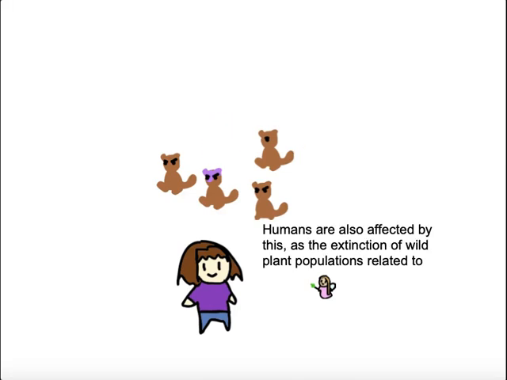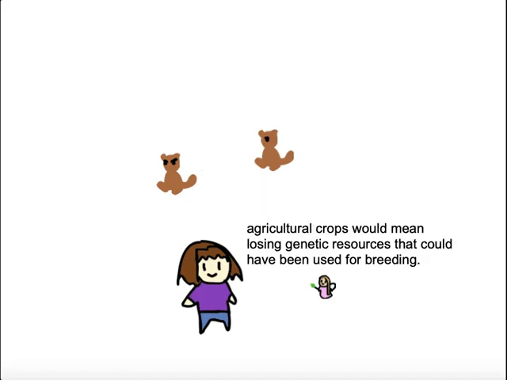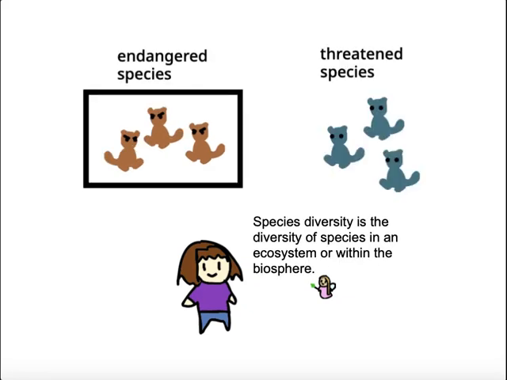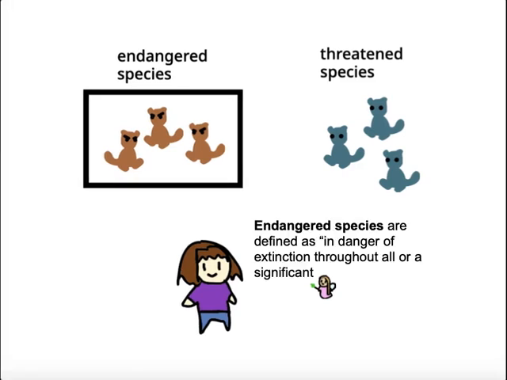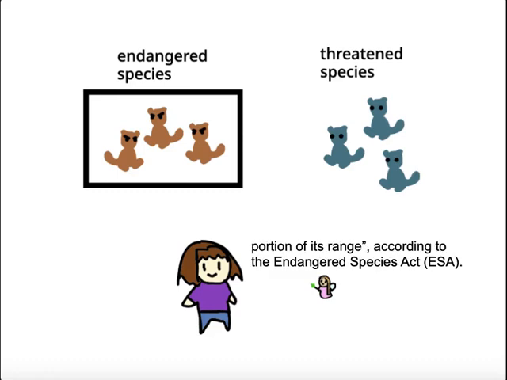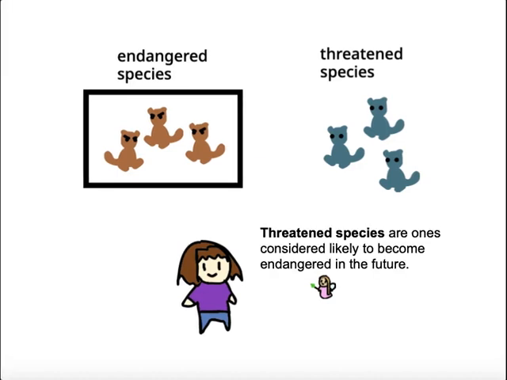Humans are also affected by this, as the extinction of wild plant populations related to agricultural crops would mean losing genetic resources that could have been used for breeding. Species diversity is the diversity of species in an ecosystem or within the biosphere. According to the Endangered Species Act, endangered species are defined as in danger of extinction throughout all or a significant portion of its range. Threatened species are ones considered likely to become endangered in the future.